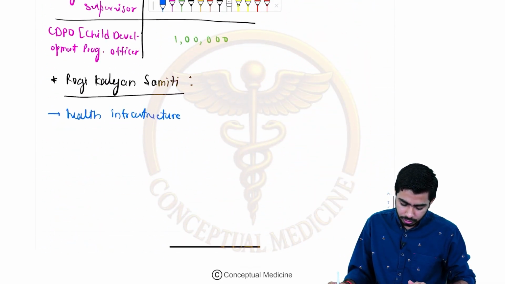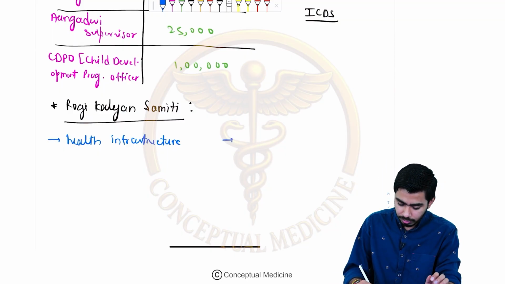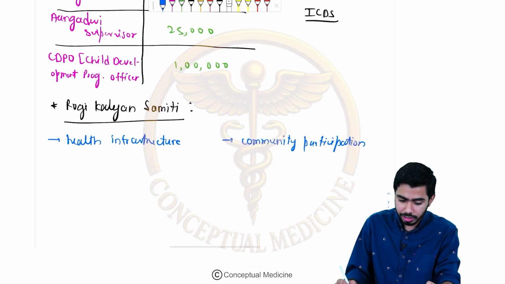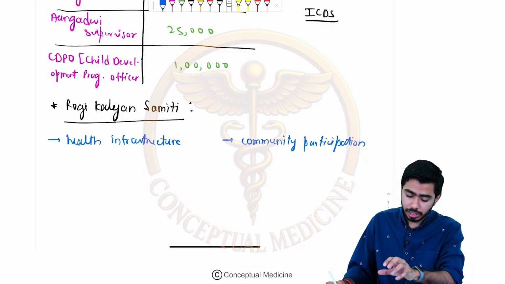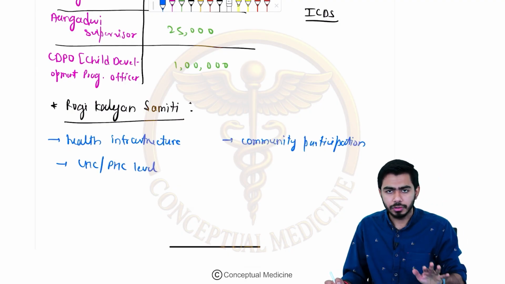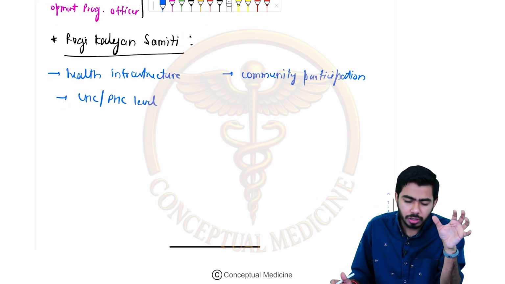So look over here. The Rogi Kalyan Samiti talks about the health infrastructure and community participation. It is working at different levels, for example at the CHC level and the PHC level. They are working at this particular level.